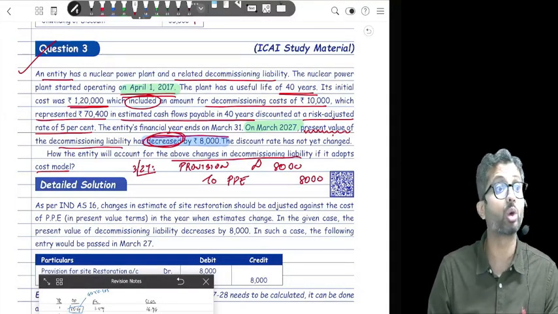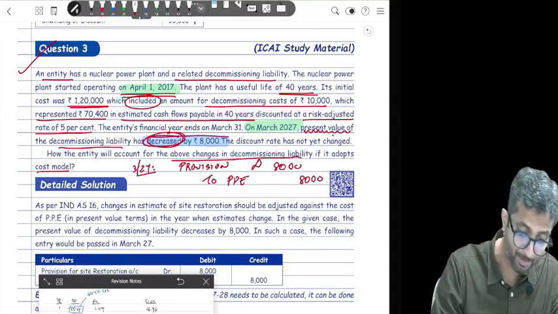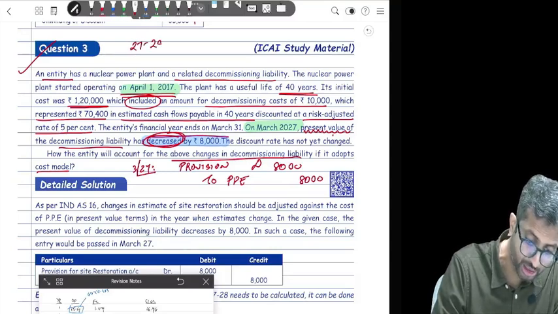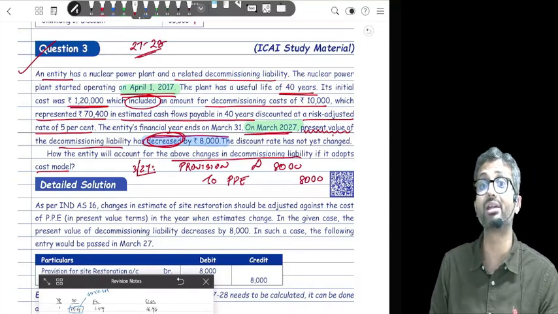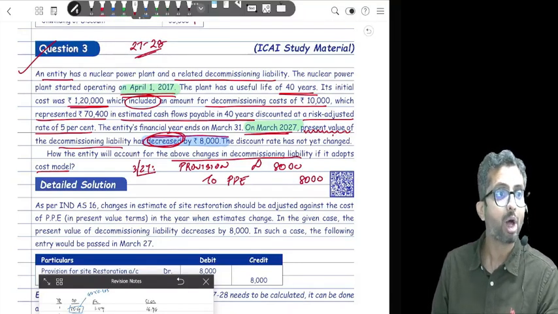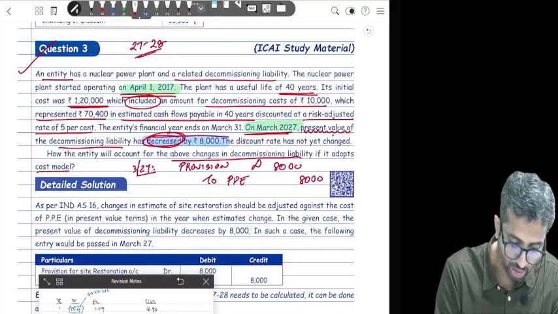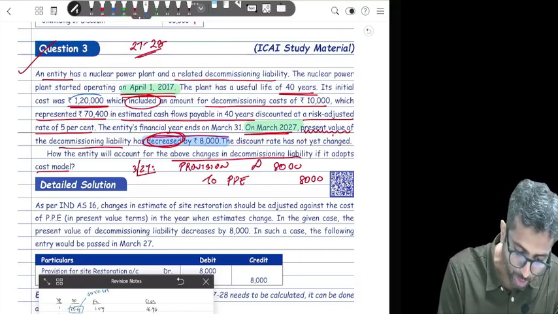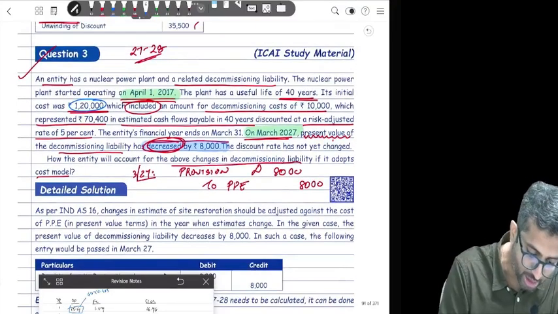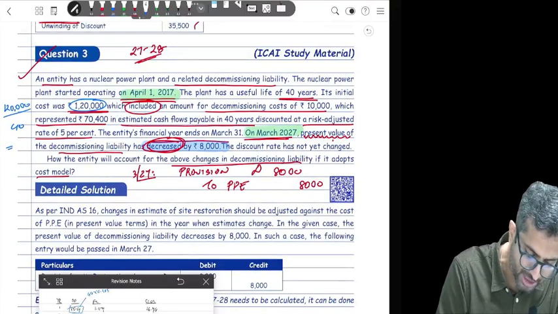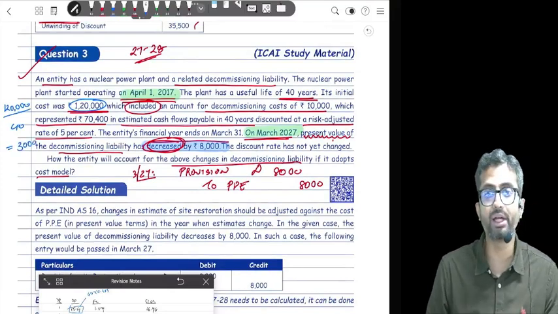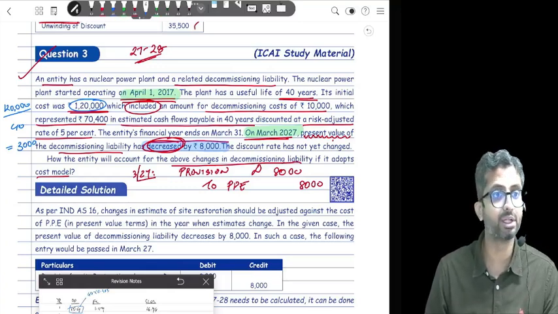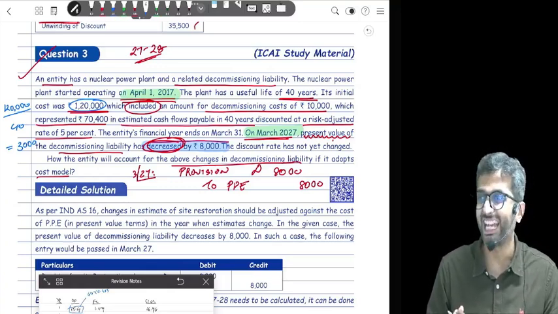But if we want to understand the future course, what will happen in the year 27-28? After you pass this entry on 31st March 27, what will happen in the year 27-28? Now, ideally, your depreciation would be what? Ideally, you would have 1,20,000. And 1,20,000 would be divided by how many? 40 years. So, per annum, your depreciation would be what? 3,000. How many years have gone by? So your total depreciation must have been, so your carrying value must be 90.